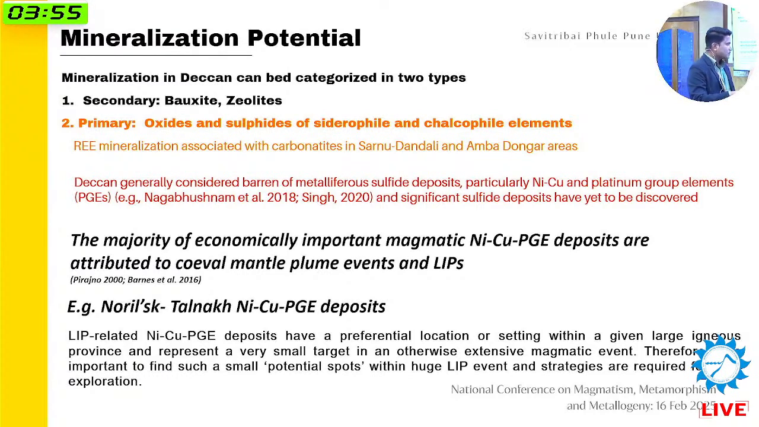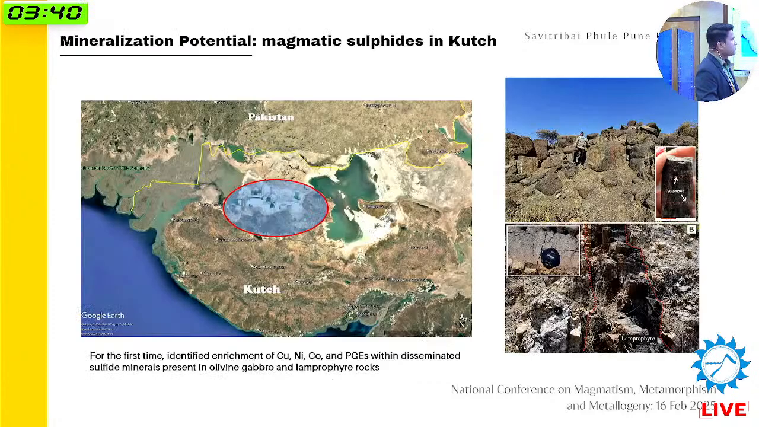So these deposits actually have a preferential location in a large igneous province. We need to find such small potential spots within a huge large igneous province event, and for that we need strategies for exploration. I'm talking here again about the Kutch, the Nirvan and Kaladungar area.